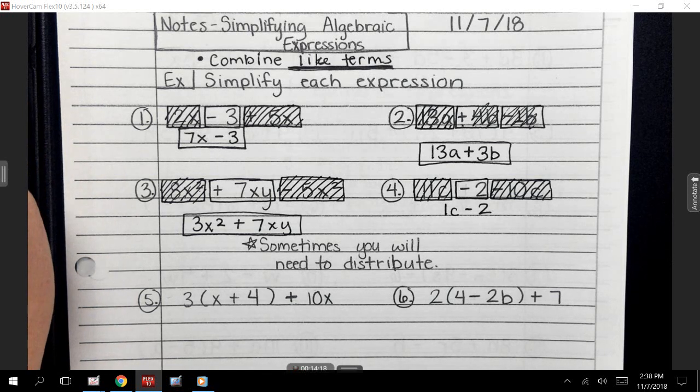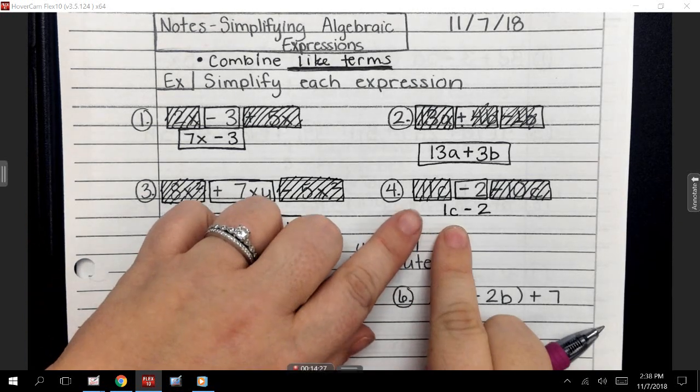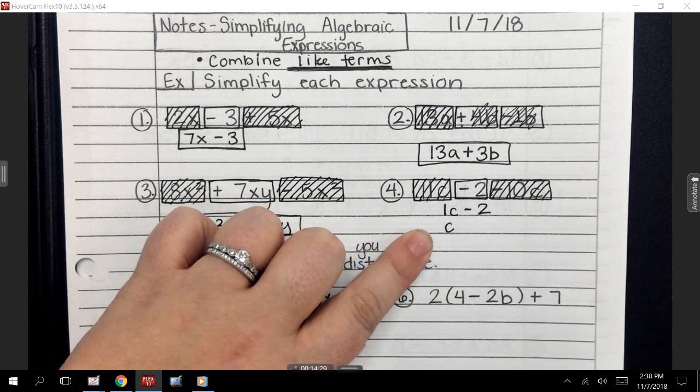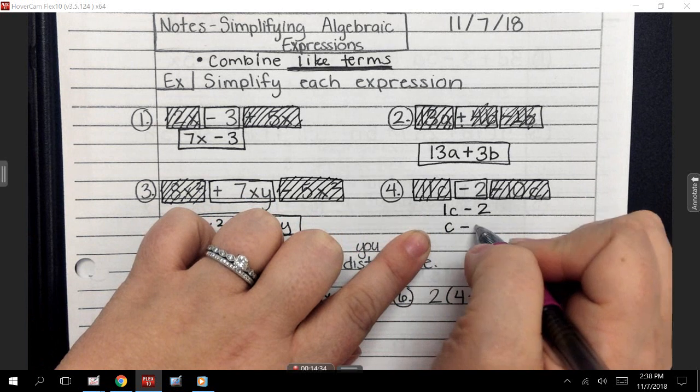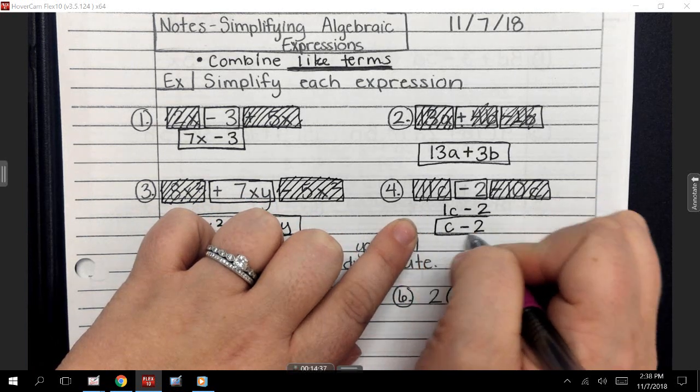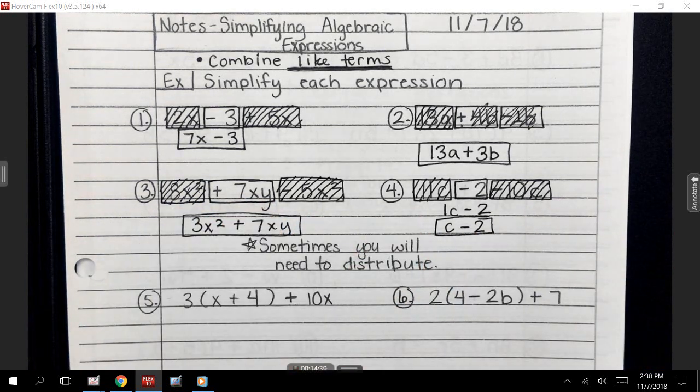So guys, if my directions say to simplify, remember that means we have to make it as small as possible. Which one is smaller? 1c or just c? C, because that's one less letter. So the way you actually want to write this answer is just c minus 2. We don't want to put that 1 in our final answer. Do y'all see how that made it simpler? 1c minus 2 or c minus 2? C minus 2 is going to be simpler.